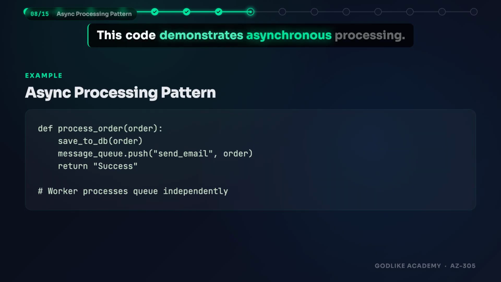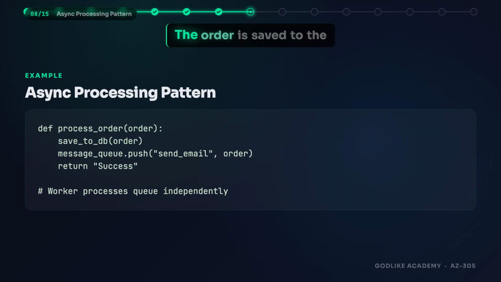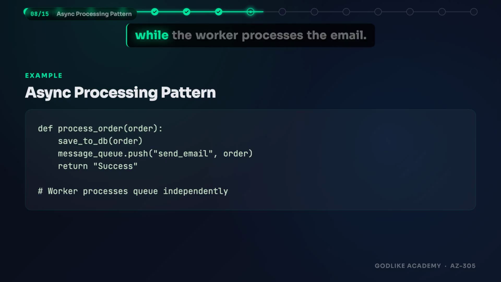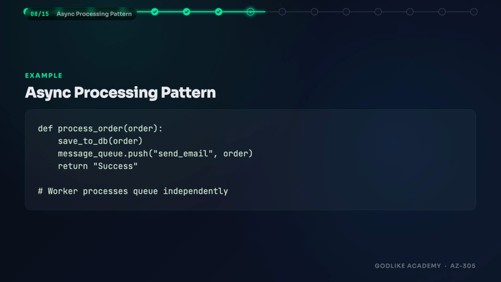This code demonstrates asynchronous processing. The order is saved to the database, then a message is pushed to a queue for email sending. The function returns success immediately, freeing the thread to handle other requests while the worker processes the email.